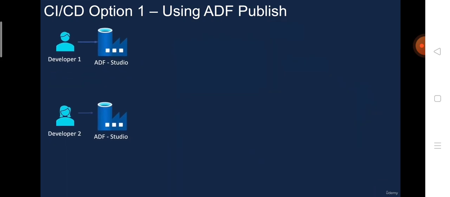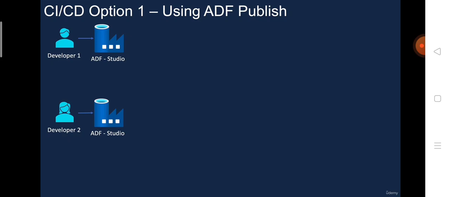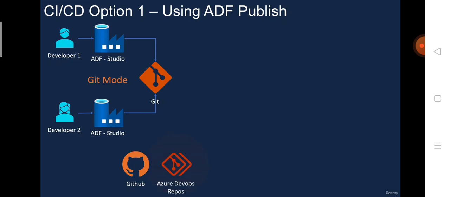We can enable the Azure Data Factory Studio for the developers to use Git as the core repository. This way of connecting ADF Studio to Git is referred to as Git mode. ADF supports GitHub as well as Azure DevOps repos as the core repository. We'll use Azure DevOps repos for this course, but you just have to follow very similar steps to set up GitHub as the core repository.